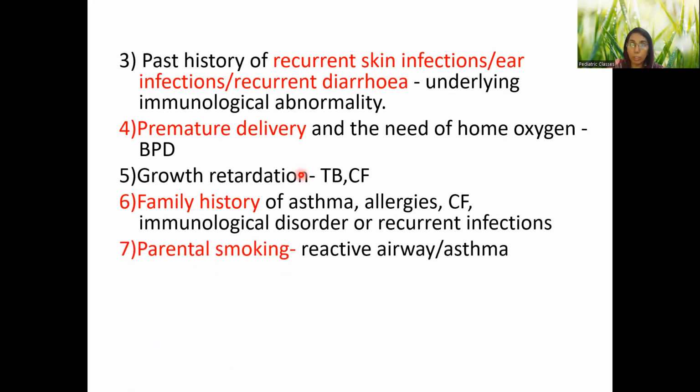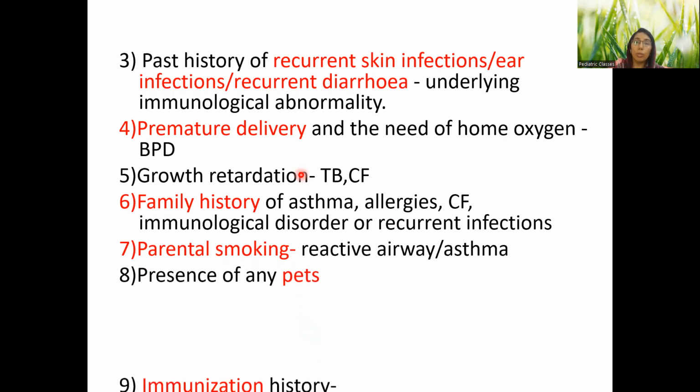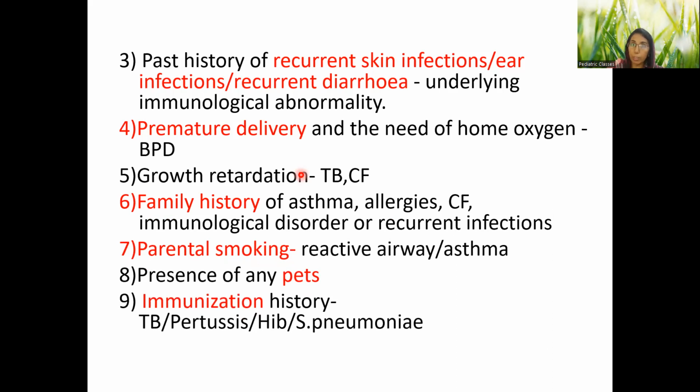Parental smoking, yes, we know, because secondhand smoking is very dangerous too. We need to then find out whether it's a reactive airway or asthma, and smoking can be a trigger for that. Presence of any pets has to be asked. We also need to ask about the immunization history because a well immunized child is protected against TB, pertussis, HIV, and streptococcus pneumonia. Please note here, BCG protects against extrapulmonary causes of tuberculosis or the dangerous forms of tuberculosis. Okay, pulmonary TB, very little protection from BCG.